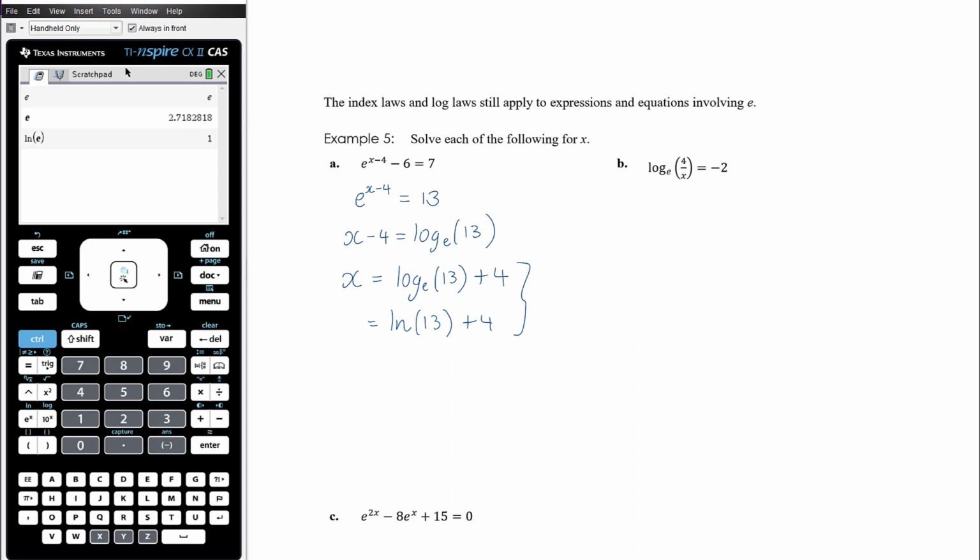Okay, part B, log base e of 4 on x is equal to negative 2. So again, let's free that 4 on x out of the log by changing it to an exponential. So 4 on x is going to be equal to e to the negative 2. Well, let's do a couple of things here. So e to the negative 2 means 1 on e squared. So 4 equals x on e squared. And so x equals 4e squared.